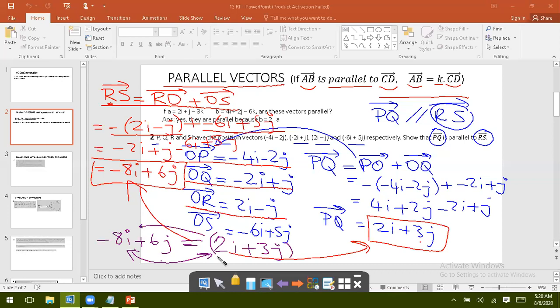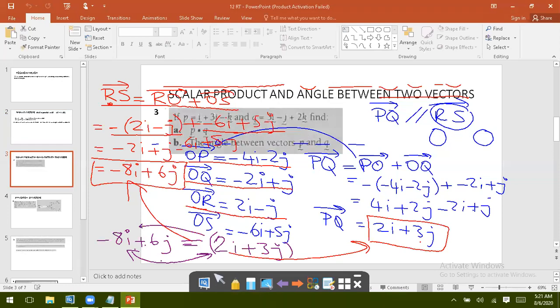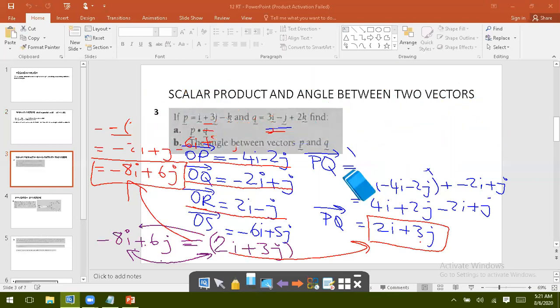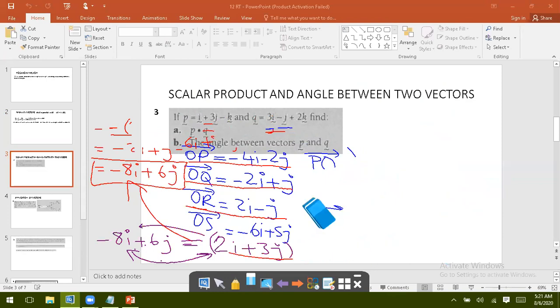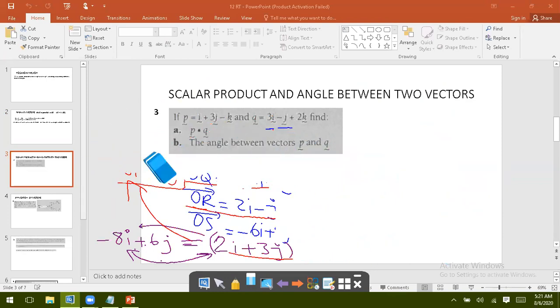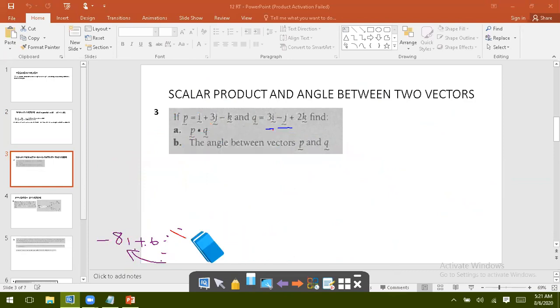We have 1 more minute to go. So what is the next question here? Scalar product and finding the angle between two vectors. All right, let's see it. P is equal to I plus 3j minus k. I'm not sure you can see those values. Let's rewrite it again: P is I plus 3j minus k.